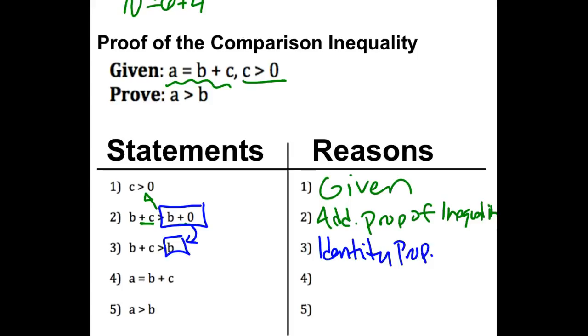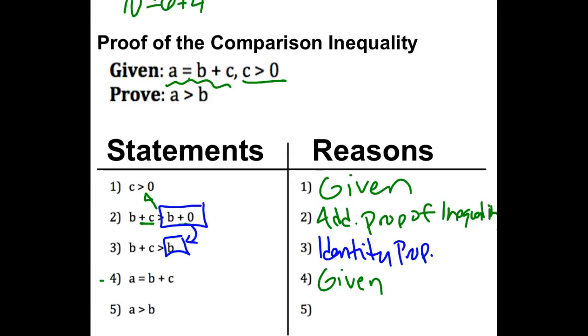And now they jump down to say that A equals B plus C. If you remember, there was a part of our given that we never used. This line 4 is the part of our given we never used, so we can say that was given. We're almost done with our proof now, so now they just say A is greater than B.